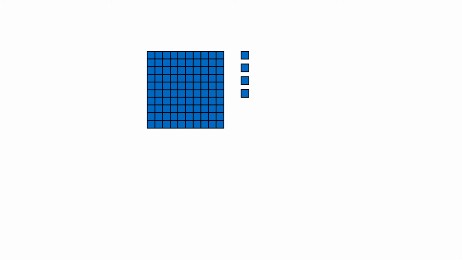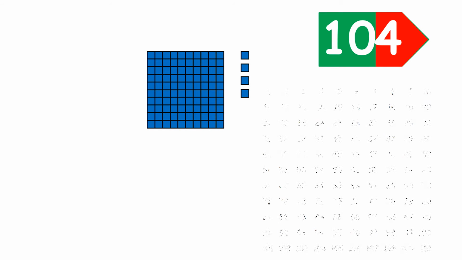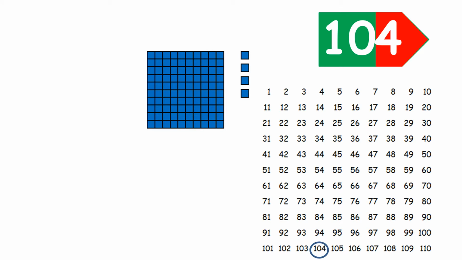Now, which number is represented here? We have 100, no tens or zero tens, and 4 units. So we have the number 104. So I've added a line to the 100 square and circled 104.